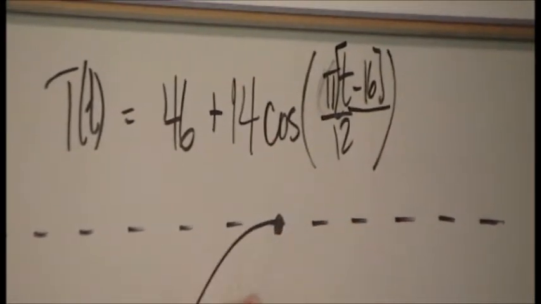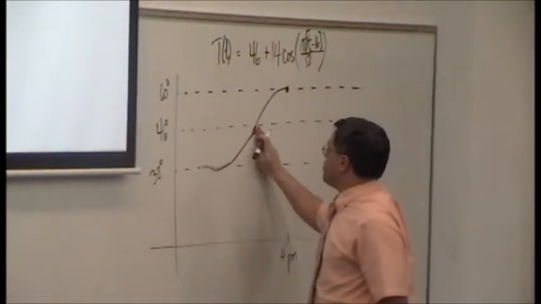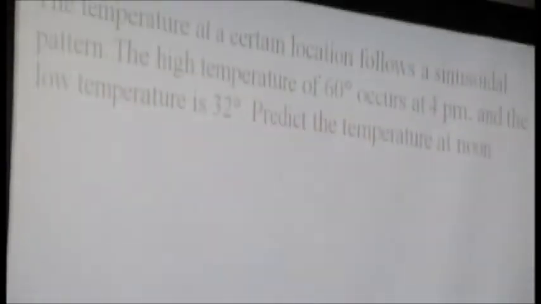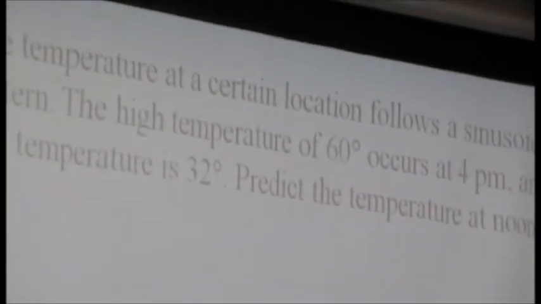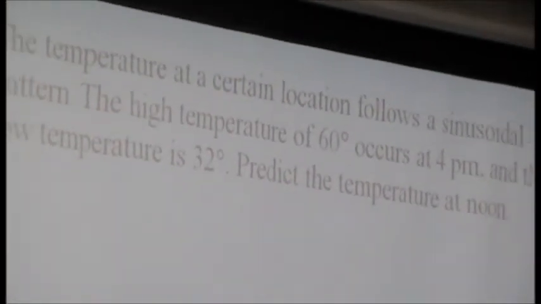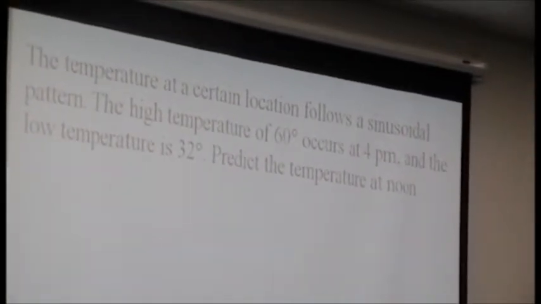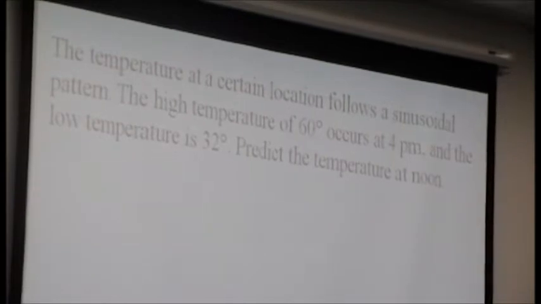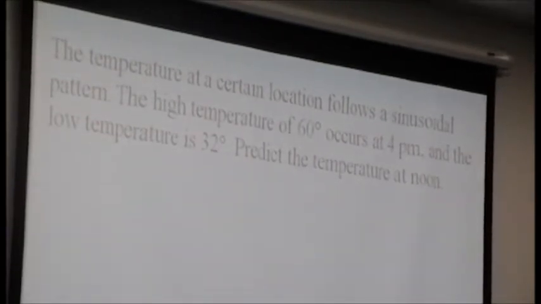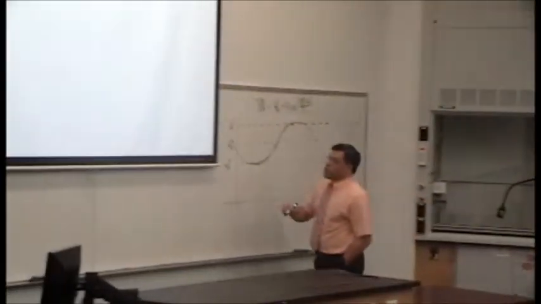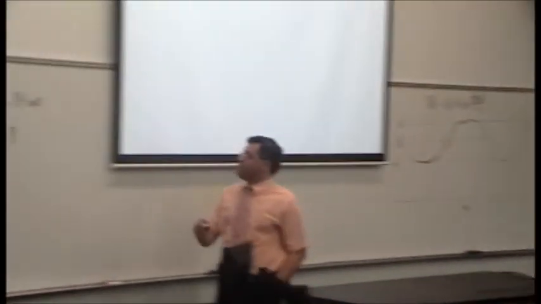It's going to go something like this. The low is going to be at 4 a.m. The next peak over here is going to be 4 p.m. the previous day. And to get the temperature at noon, now that the hard work is over, plug in 12. So the temperature at noon is going to be T of 12.